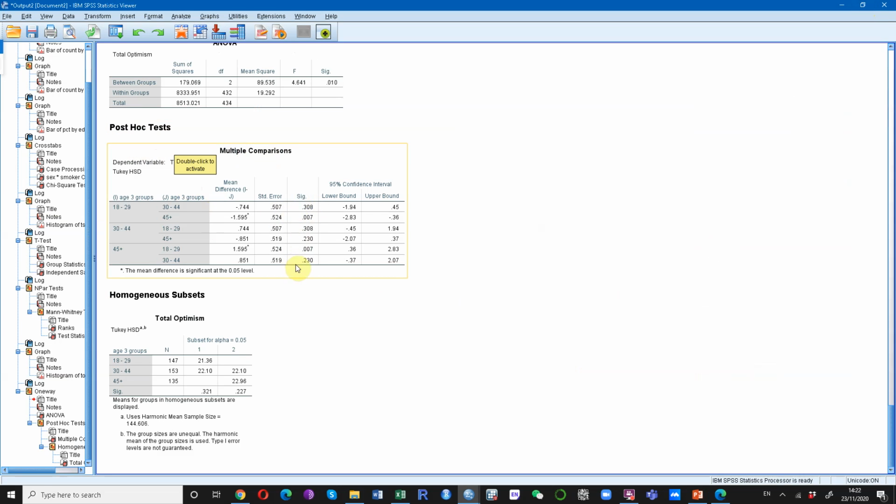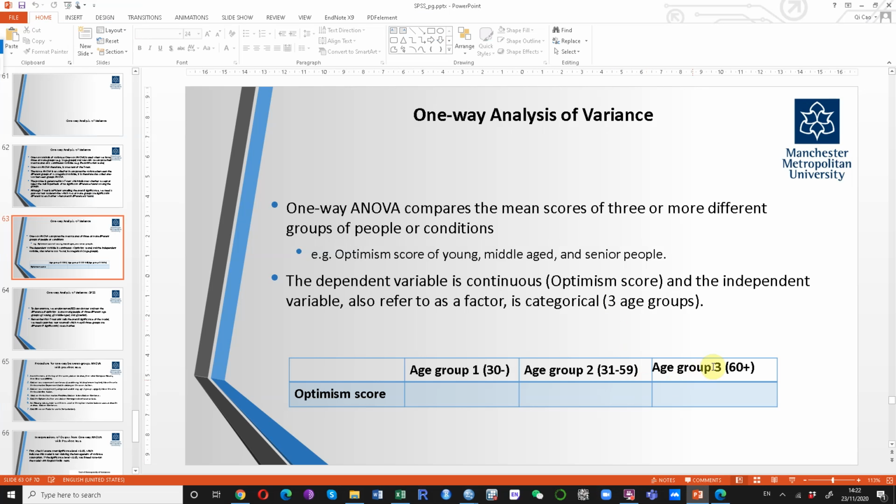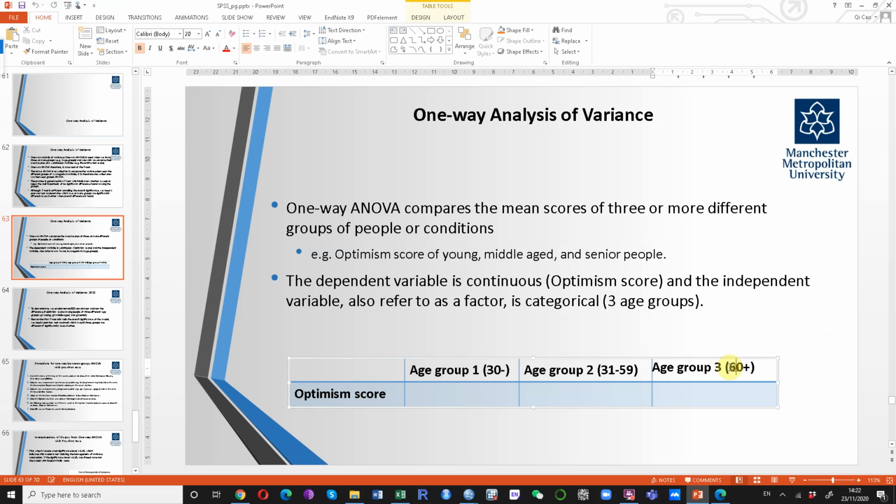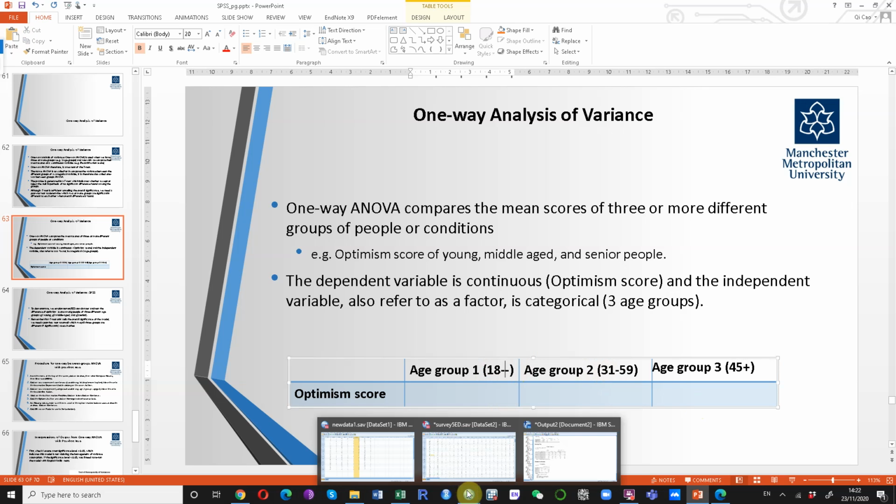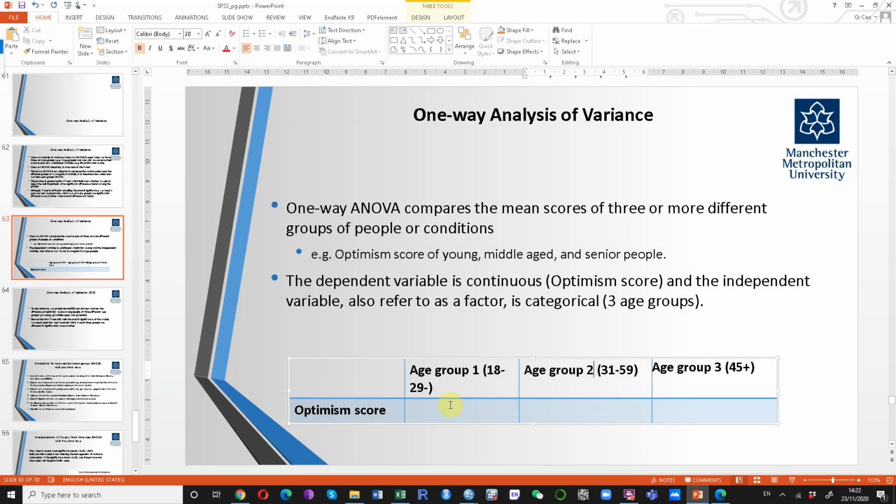Again, we have a significance level here, and this significance level is comparing the young with mid-aged and senior. Oh, you can see that it's not senior, it's 45. So this is not 60, it's actually 45 plus. So group 1 is 18 to 29. I have different categories, but 44.